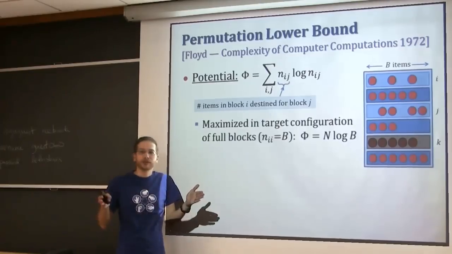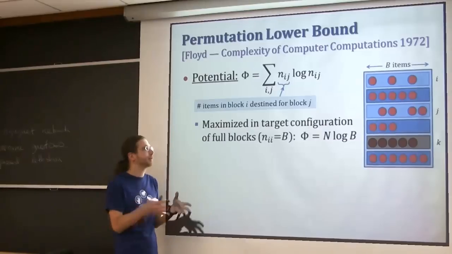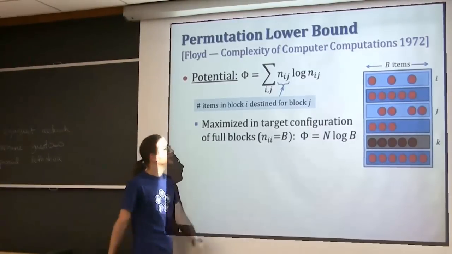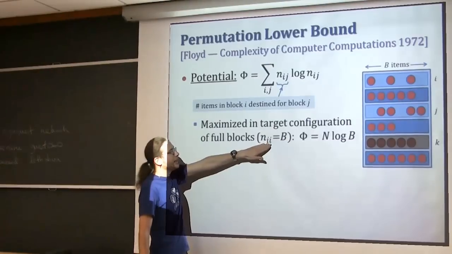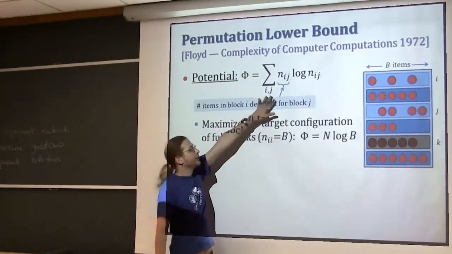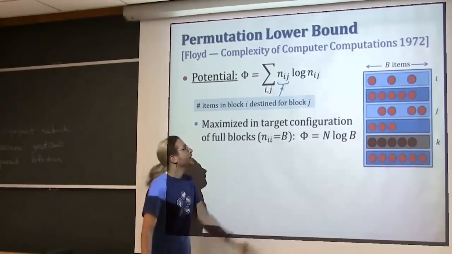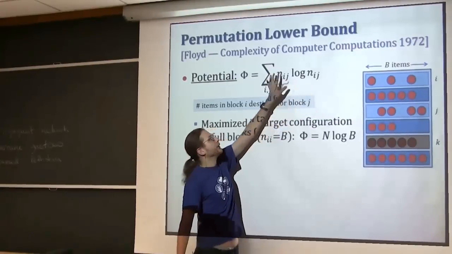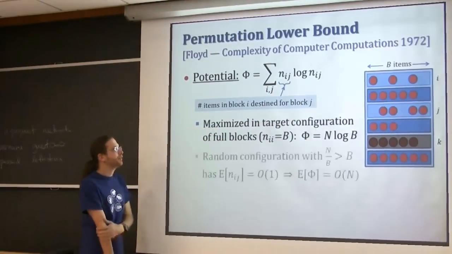This is when everything is as clustered as possible. You can only have a cluster of size b because items can only be up to b in the same place. In the target, one way to see this, in the target configuration, Nii is b for all i. Everyone's where they're supposed to be. And so that potential gives you the number of items times log b. And this is always at most log b. And so that's the biggest this could ever hope to get. So our goal is to increase entropy as much as possible.